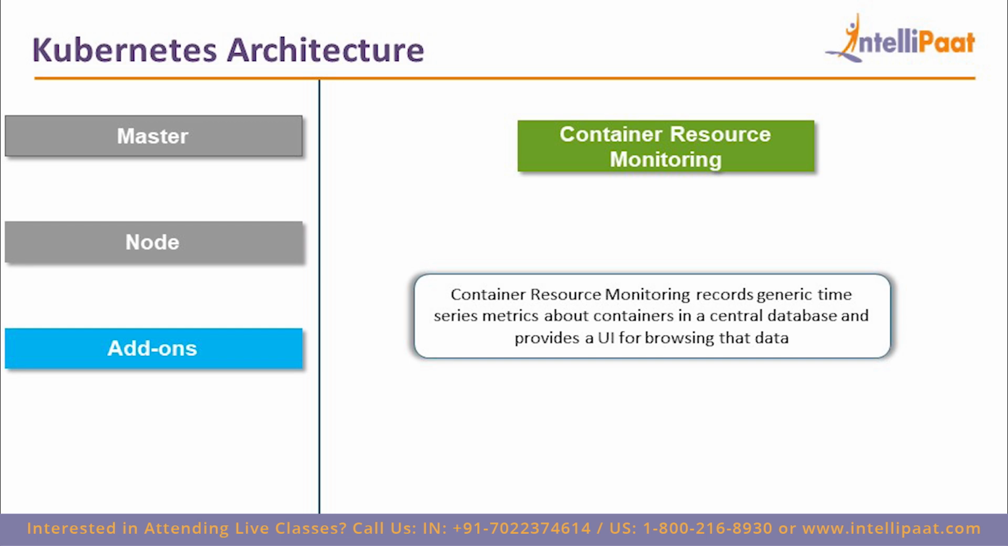Moving ahead, there's container resource monitoring. Container resource monitoring records generic time series metrics about containers in a central database, and provides a UI for browsing that data, right? For this, you can use a lot of different tools, but what we'll be showing you in this course is Grafana as well as Prometheus and Helm, where Helm charts are used to get data through Prometheus, and we visualize that data through Grafana. We'll be showing you that as we go along the modules. Basically, this is used to see how your nodes are performing, how their health is, and how many of them are getting killed and restarting and so on. All of that data you can get and monitor your containers, right?